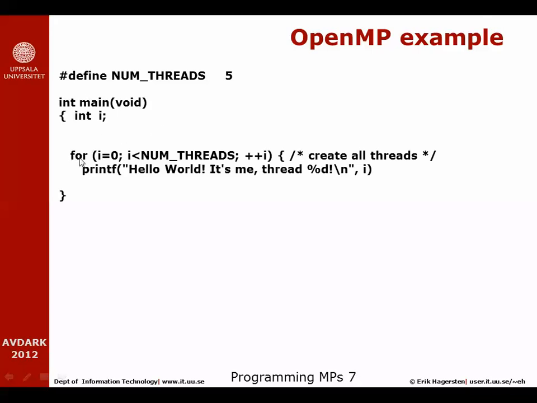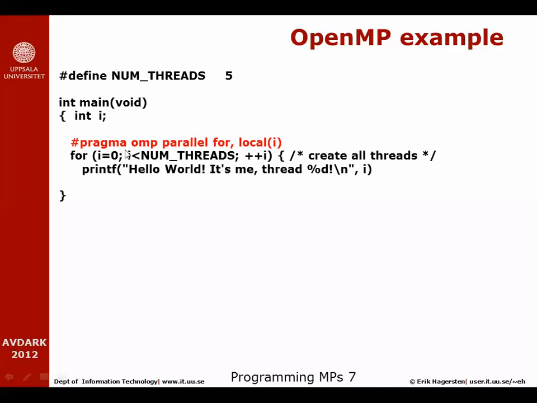Here we simply have a loop that we walk through 5 times, and then we just say "hello world, it's me." So we do the print statement right there, and in order for this to be parallel, all I have to do is add one comment, what's called a pragma in OpenMP. This comment says #pragma omp parallel for. That means that every time you make a new iteration in this for loop, you should consider whether it's a good idea to create a parallel thread.